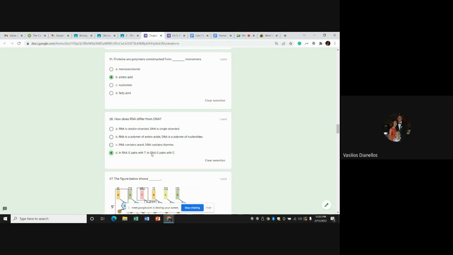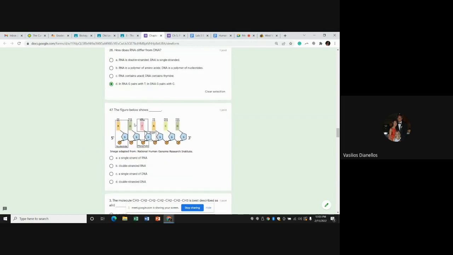All right, let's just move forward. The figure below shows what? So what we see here is DNA. The reason I know it's DNA is because I see a T here, and there's no T in RNA.